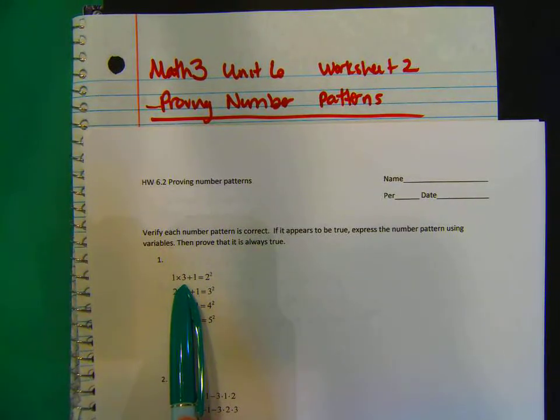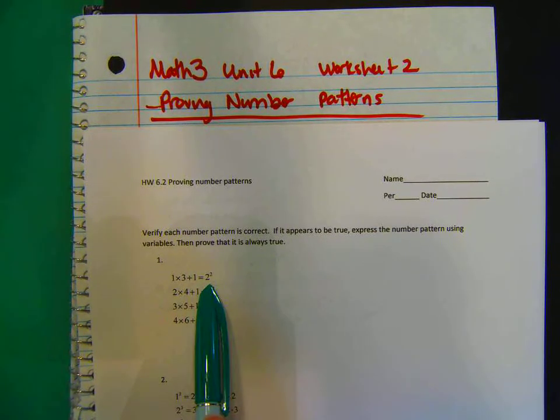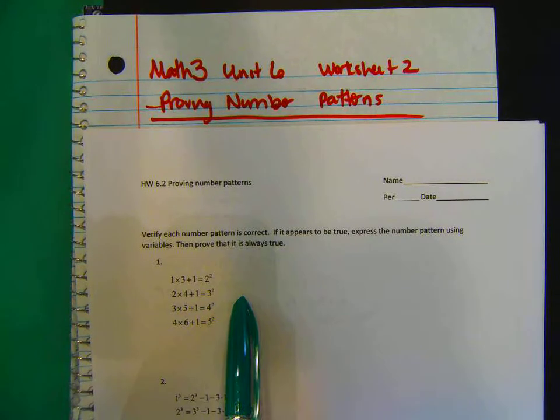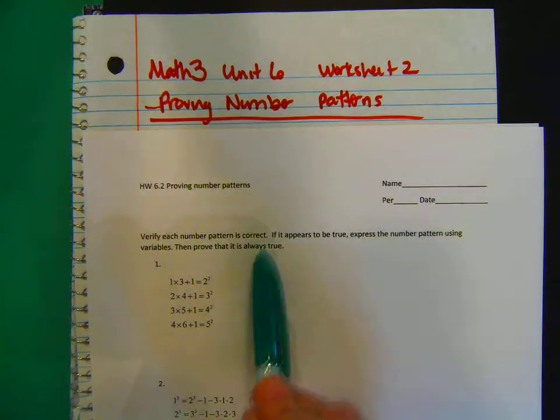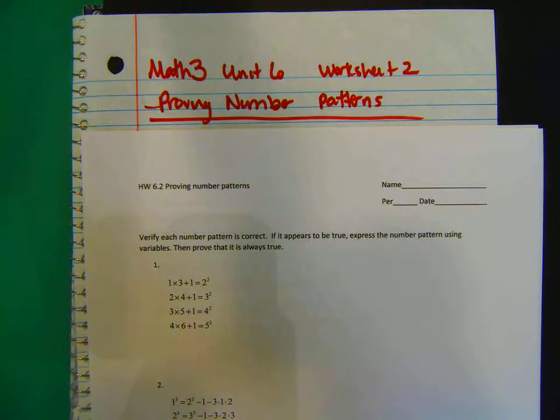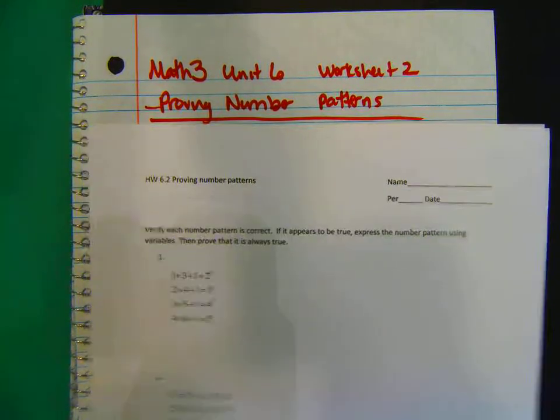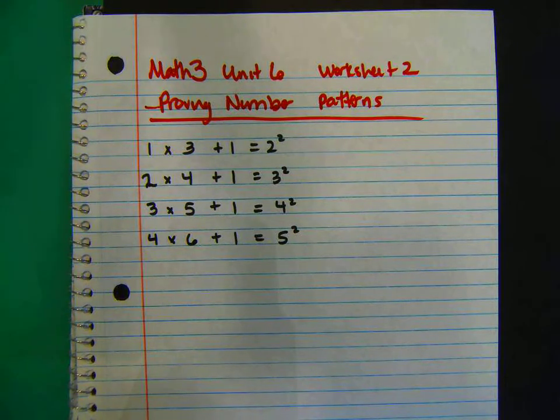Let's see, 3 times 1 is 3, plus 1 is 4, 2 squared is 4, yep, that works. 15 plus 1 is 16, 4 squared is 16, yep, that works. They want to try that and make sure it's right. If it appears to be true, express the number pattern using variables and then prove that it's always true. So that's what's going on with these.